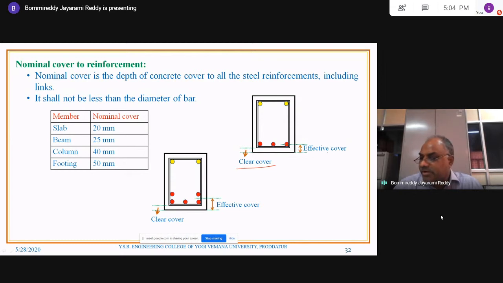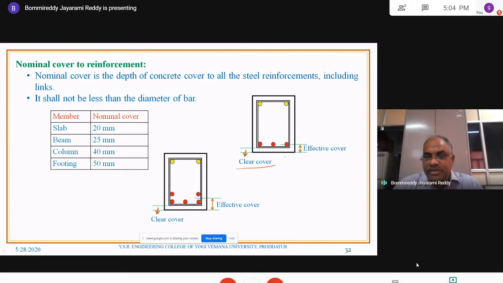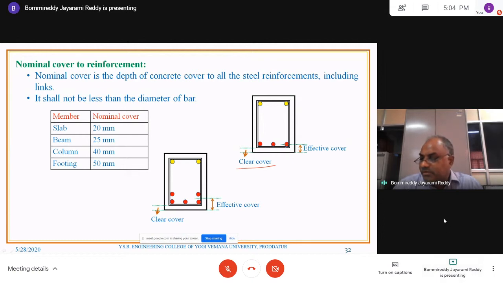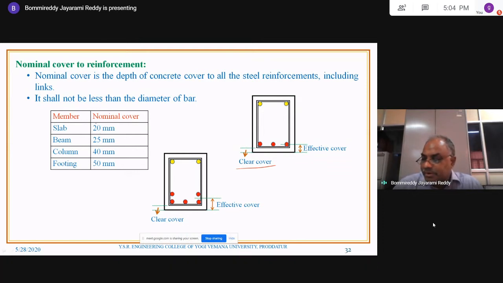What is effective cover? Effective cover is from the extreme tension face to the center of the reinforcement. That is called the effective cover. And as per the code, for different members: slab 20 mm, beam 25 mm, column 40 mm, footing 50 mm. So these are the minimum covers to be used for various types of structures. Sometimes the question may be, what is the minimum cover to be used for a column? The answer is 40, or for footing the answer is 50 mm.